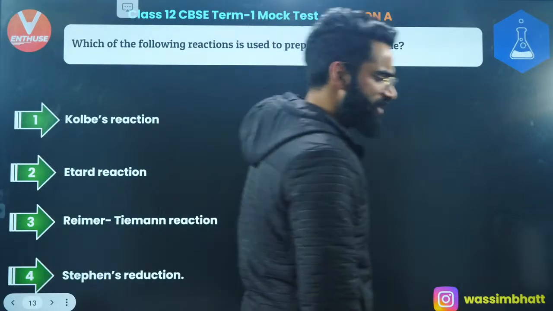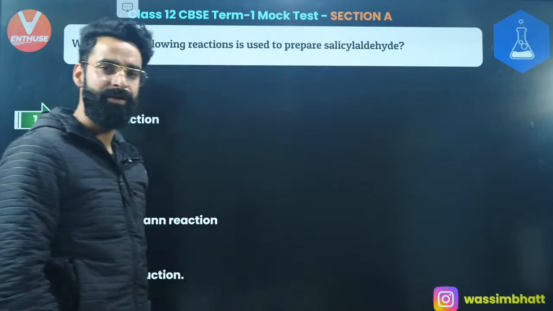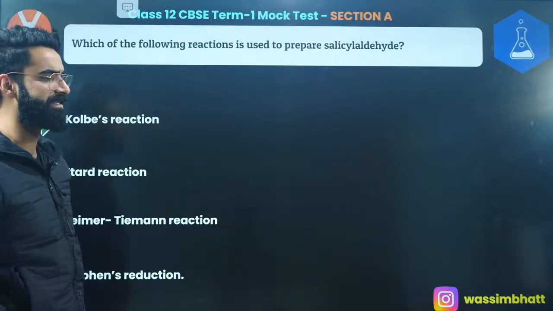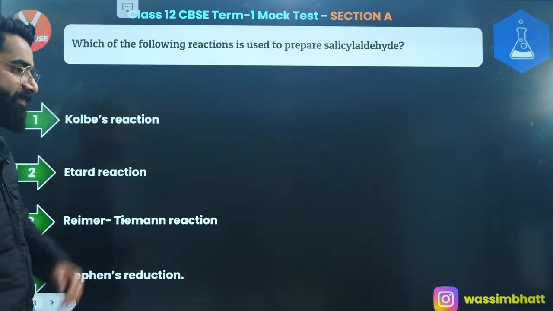Okay, what do you think about this one? Which of the following reactions is used to prepare salicylaldehyde? It's a very common reaction. From which reaction do we prepare salicylaldehyde, my dear people? Fast.